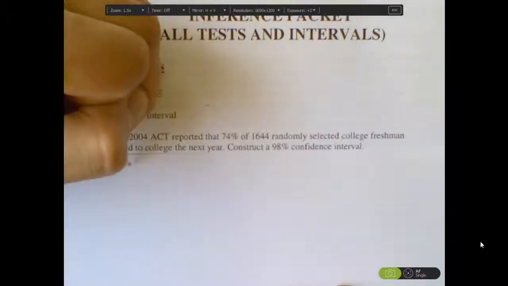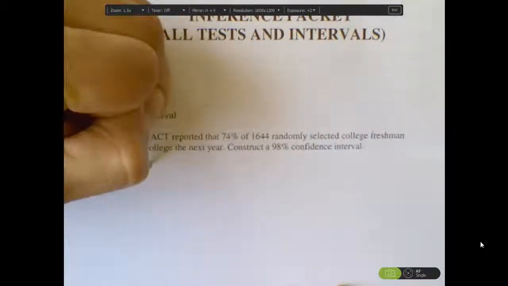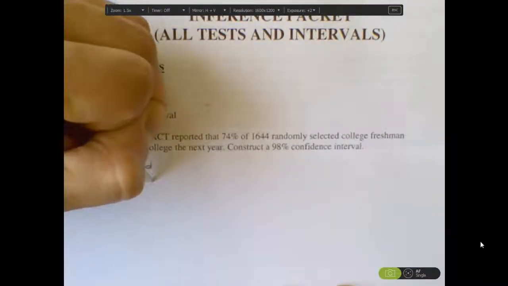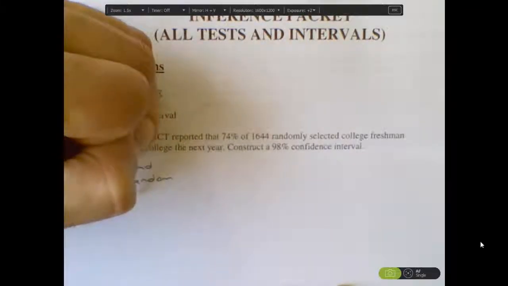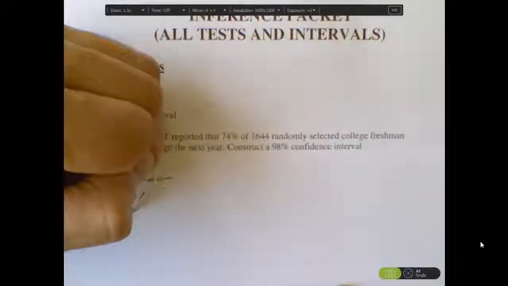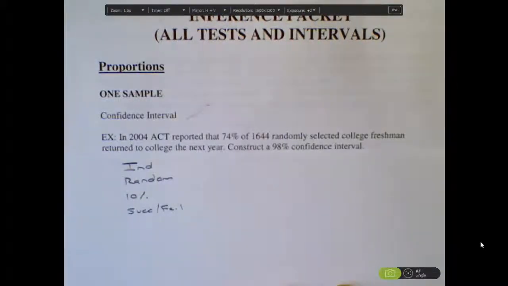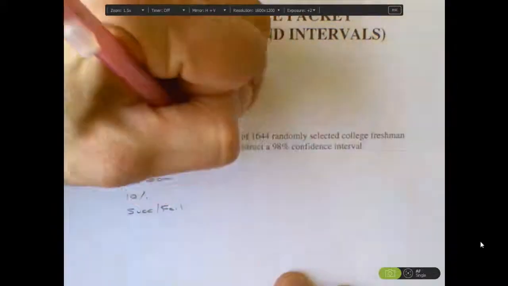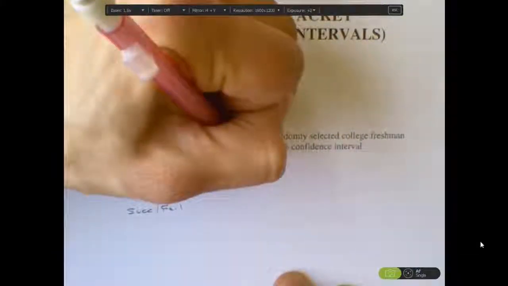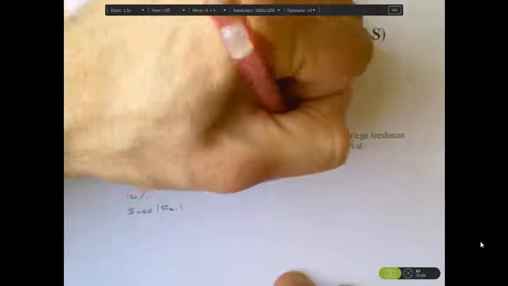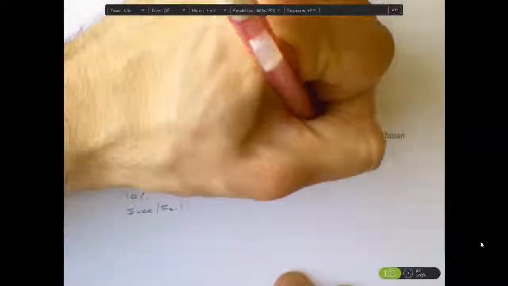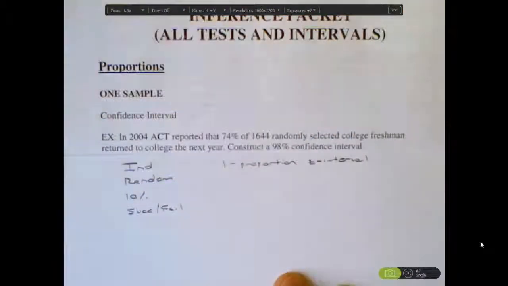So the conditions I would need to check would be independence, random, 10%, and success failure because it's categorical variable and not quantitative. All right, the name of this would be a one proportion Z interval, and the mechanics would look like this.